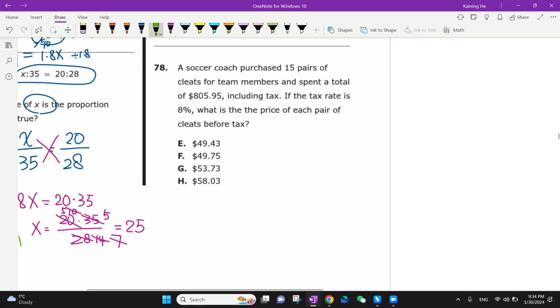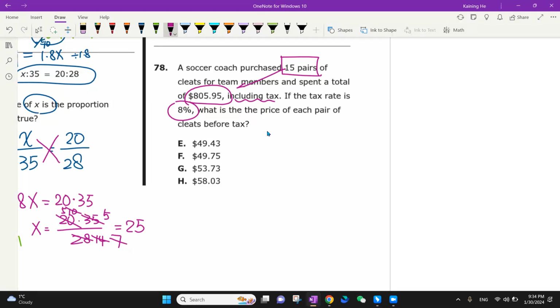Question number 78. Let's take a look. A soccer coach purchased 15 pairs of cleats for the team members and spent a total of $805.95. Now again, this is 15 pairs, including tax. So we're not only having the 15 pairs of material, but also the tax of it. If the tax rate is 8%, which is very similar to New York's tax rate, what is the price of each pair of cleats before tax?